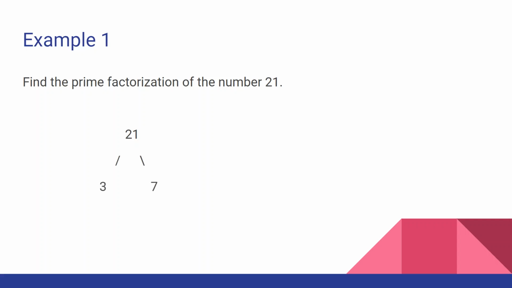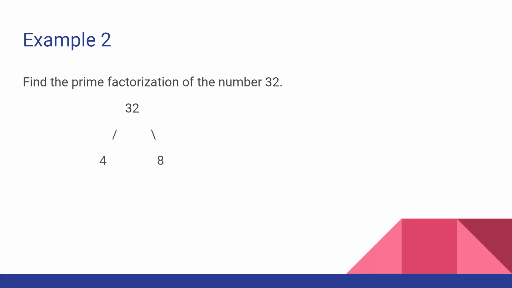Let's look at an example. Find the prime factorization of the number 21. Now, what factors does 21 have? For prime factorization, you always have to remember your multiplication tables. So what is a pair of numbers that multiply to 21? 3 and 7. Are 3 and 7 prime numbers? Yes. The only factors they have are 1 and themselves. So the prime factorization of the number 21 is 3 times 7.